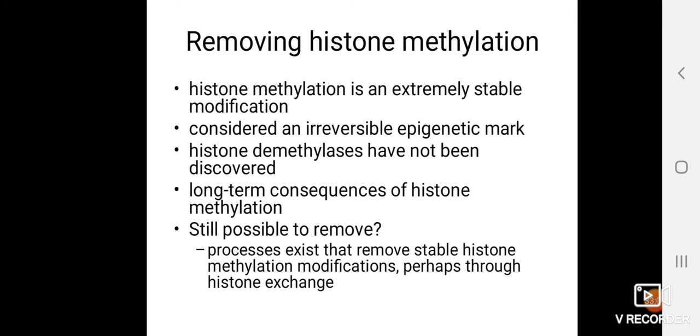Removal of methylation is a very rarely seen process, because methylation is the most stable modification and remains for a long time. It is considered to be a kind of irreversible modification, and histone demethylases have not been identified till now. Still, it is possible to remove it. A process exists that removes the stable histone methylation, and that can happen through an exchange of modified histones.